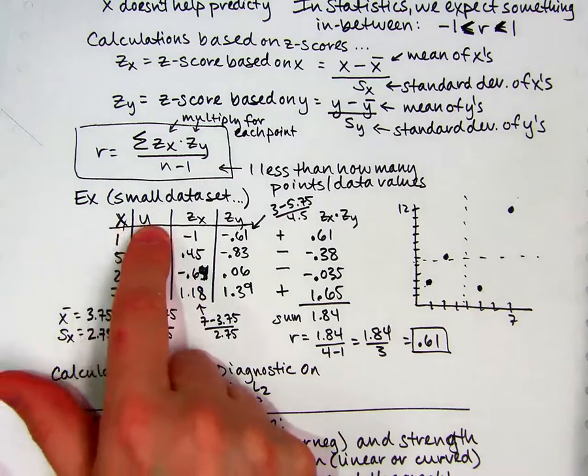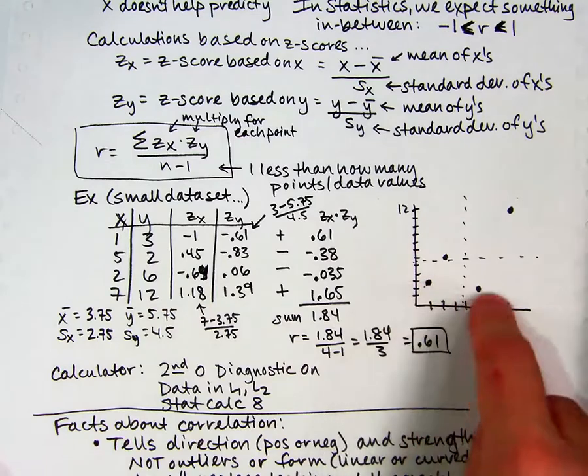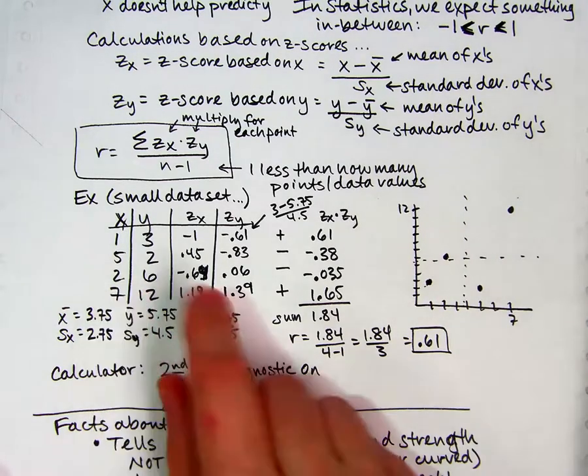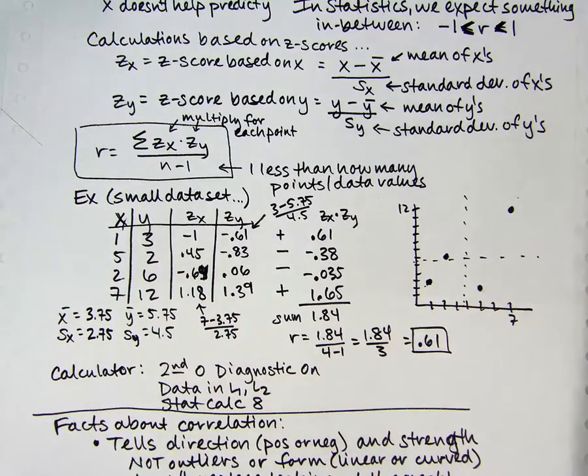So I've got my X's and my Y's. I chose a data set that has only 4 points. I graphed it over here so you can see what those 4 points are. What you do is you find the mean X, find the mean Y. In fact, I will remind you of how to do that on the calculator.